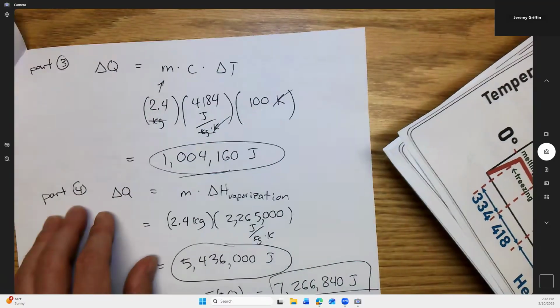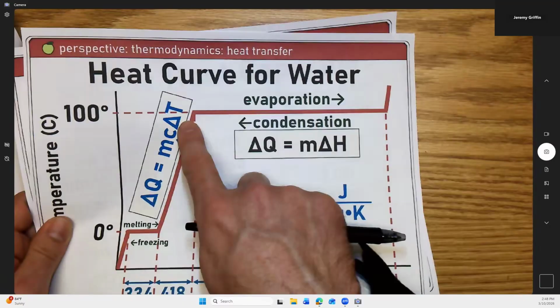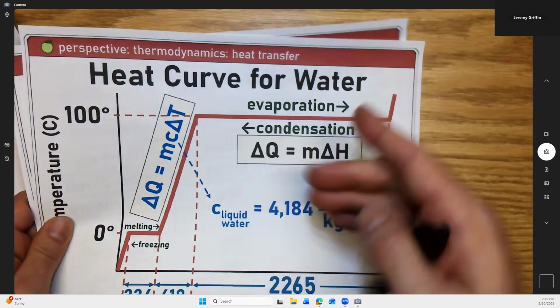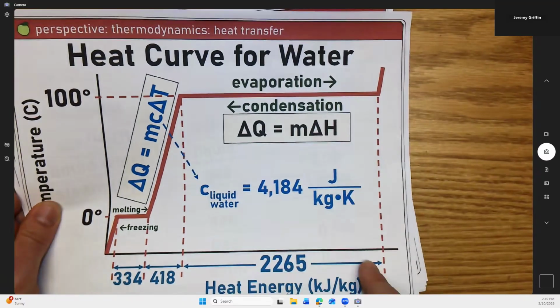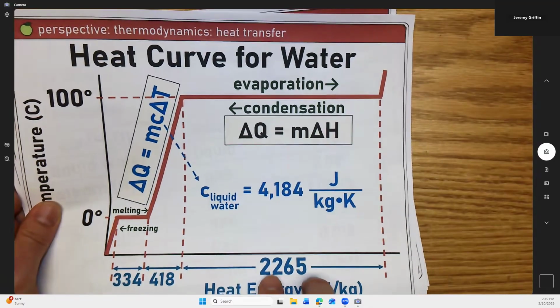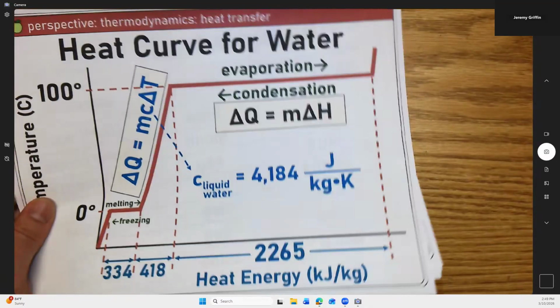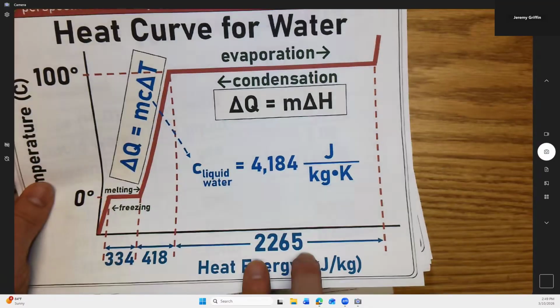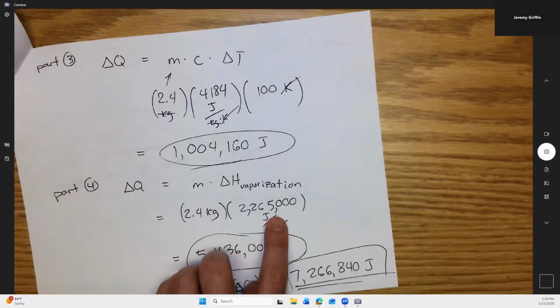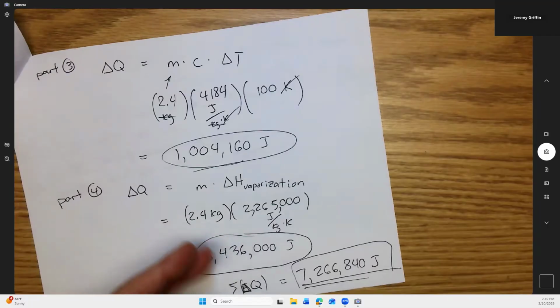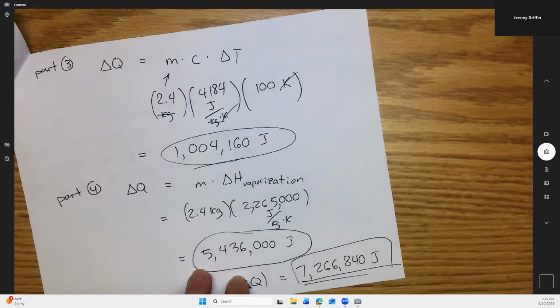And finally, the last part, we've got to boil all that water away. You guys just told me this is going to be the most energy intensive part of the process because we're moving furthest to the right of the graph, heat energy. And here's the heat of vaporization of water, 2265 kilojoules per kilogram. So again, I took kilo and multiplied by 1,000 here. It's the same mass of water, and it takes this much energy in joules.